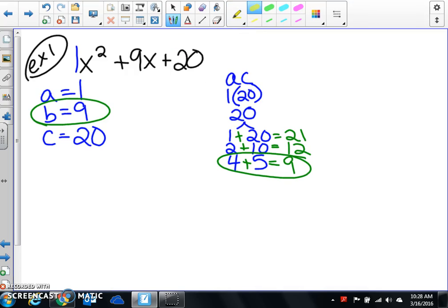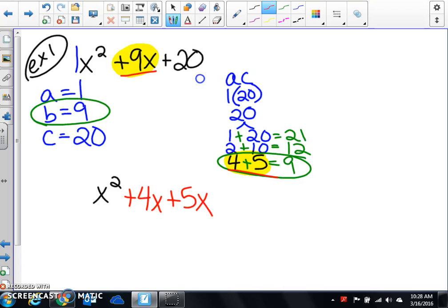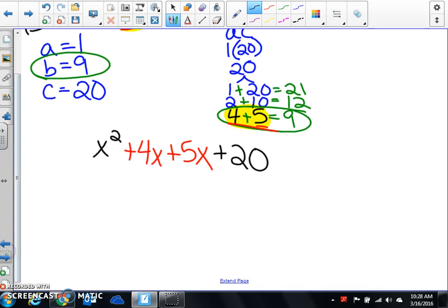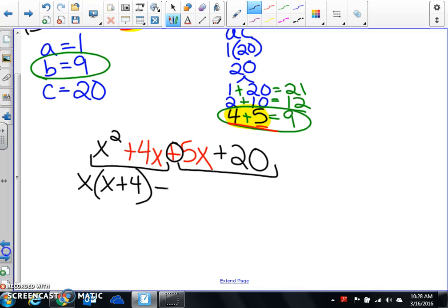So essentially what I'm doing is I'm taking these 2 factors and I'm subbing them out here. So I rewrite my x squared, and then I'm substituting this out for these. So this is now plus 4x plus 5x. And then at the end, I had plus 20, so plus 20. Now I've got 1, 2, 3, 4 terms, so I break it up into 2. At this first one, I can factor out an x, leaving me with x plus 4. I have a plus in the middle, so I have to have a plus here.